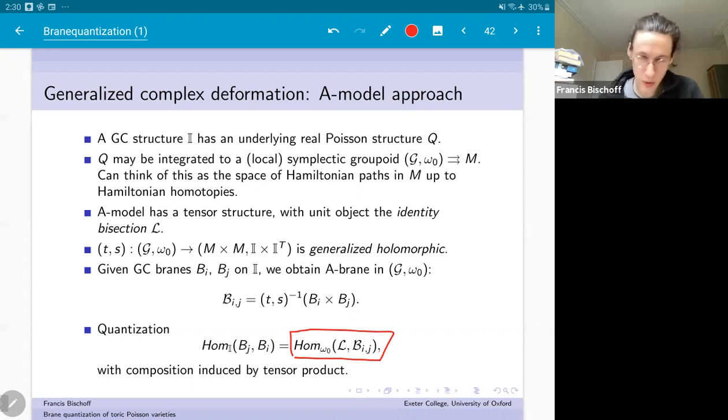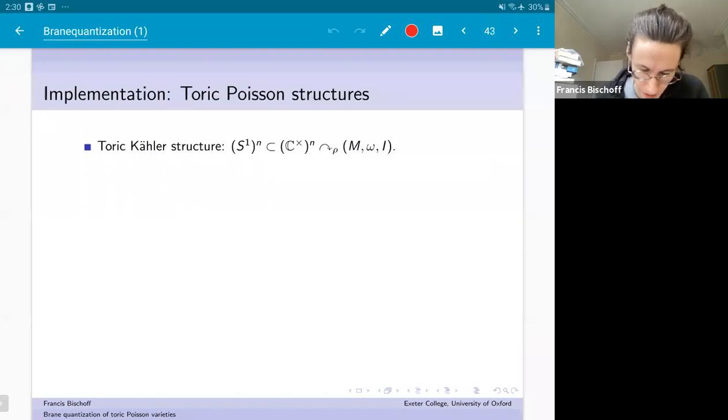So what I want to do in the remaining time of my talk is to sketch an implementation, which we do in the paper. We implement this construction in the case where we have a toric Poisson structure. So that's what I'm going to do for the remainder of the talk.